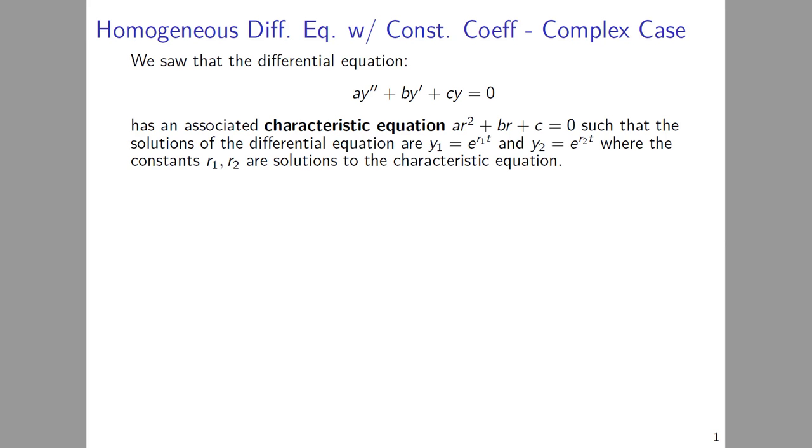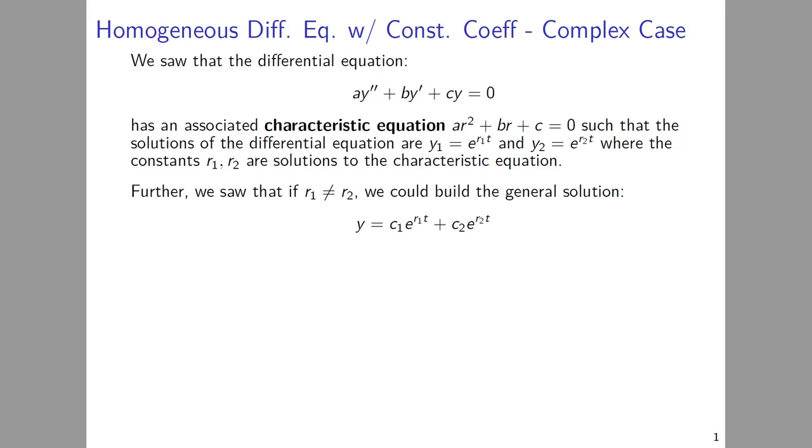We saw that the differential equation ay double prime plus by prime plus cy equals 0, for constants a, b, and c, has an associated characteristic equation ar squared plus br plus c equals 0, such that the solutions of the differential equation are y1 equals e to the r1t and y2 equals e to the r2t, where the constants r1 and r2 are the solutions to the characteristic equation. This meant that we could find solutions to the differential equation by finding solutions to a quadratic polynomial equation.